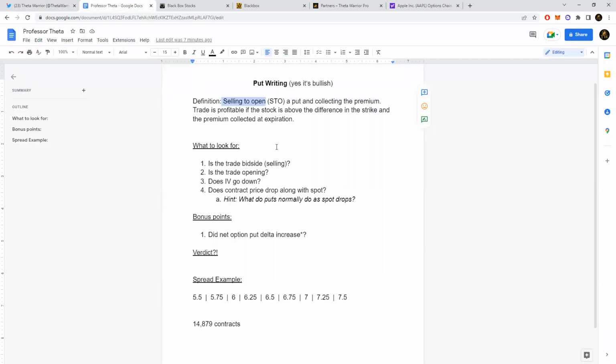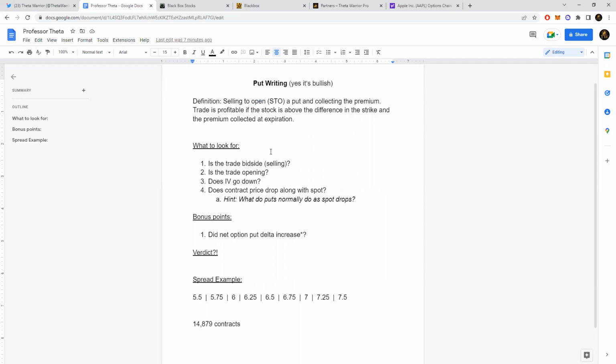So got a little handy checklist for us here. This is what we want to look for when we're identifying put writing. Is the trade bid side? So what is bid side? So as you know, there's a spread, right? For any option contract, you have a bid and you have an ask.